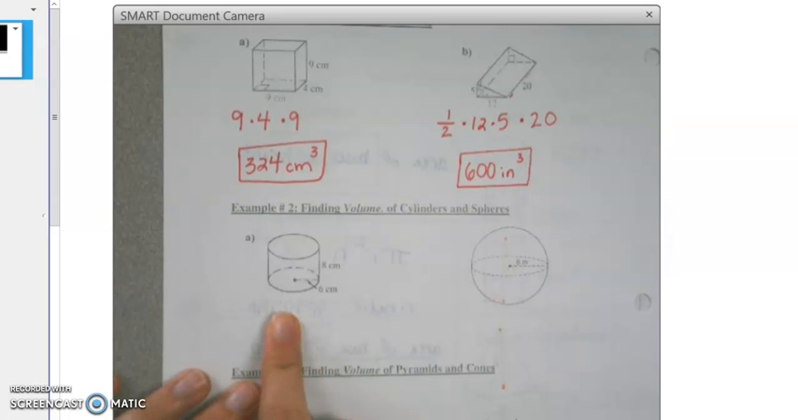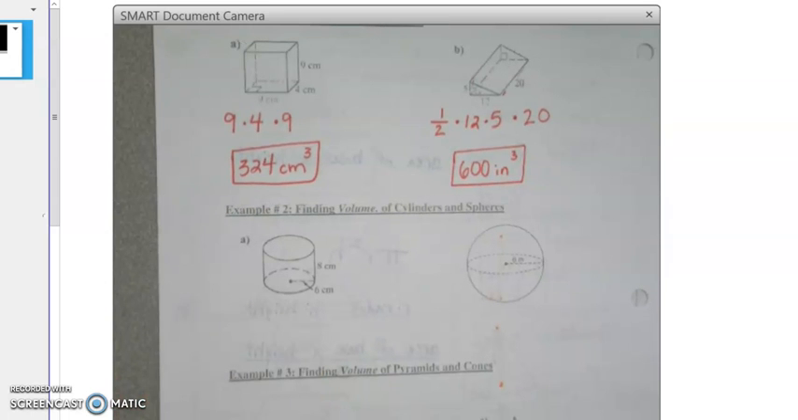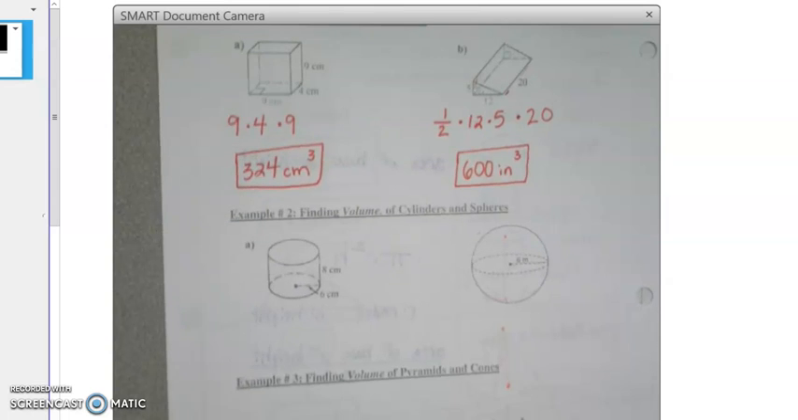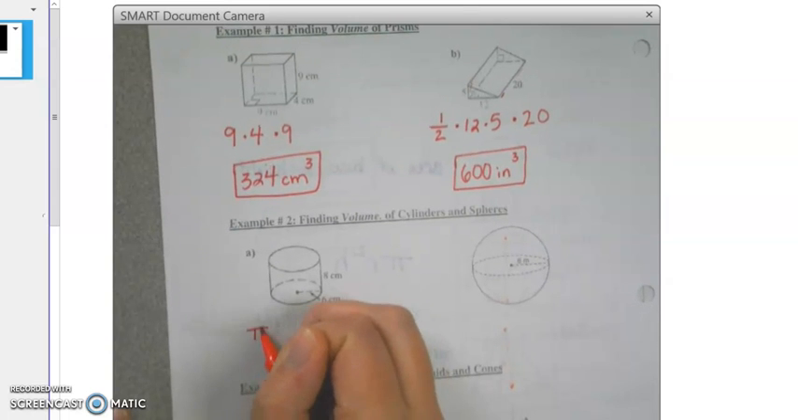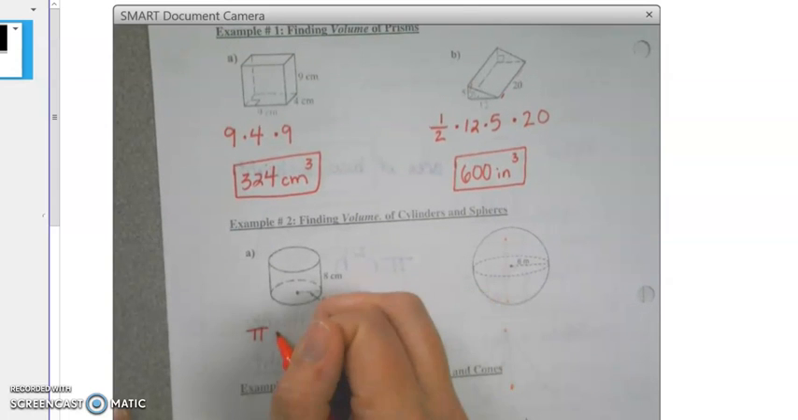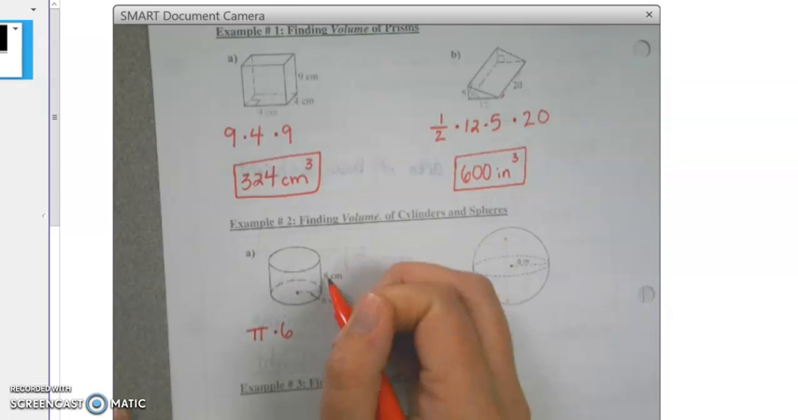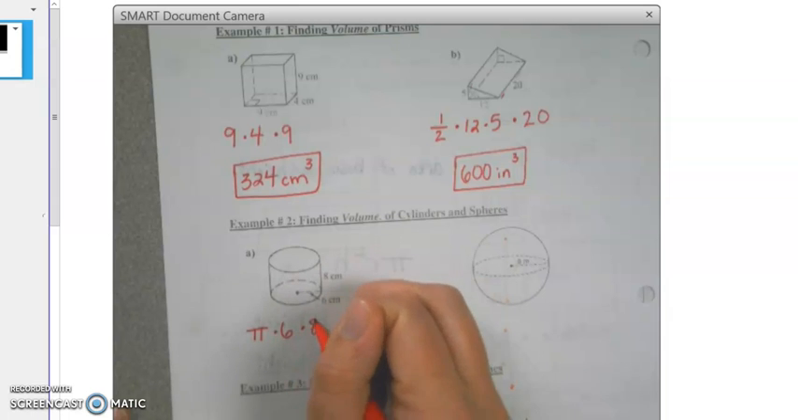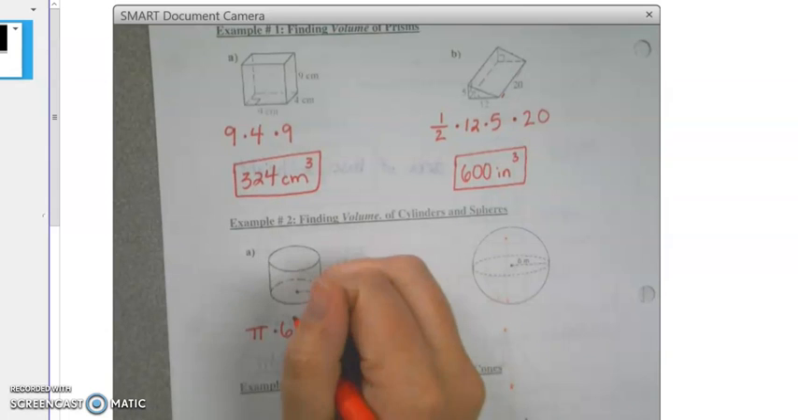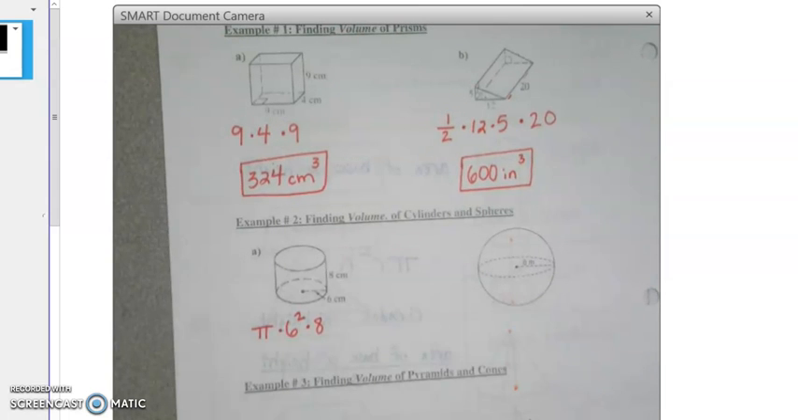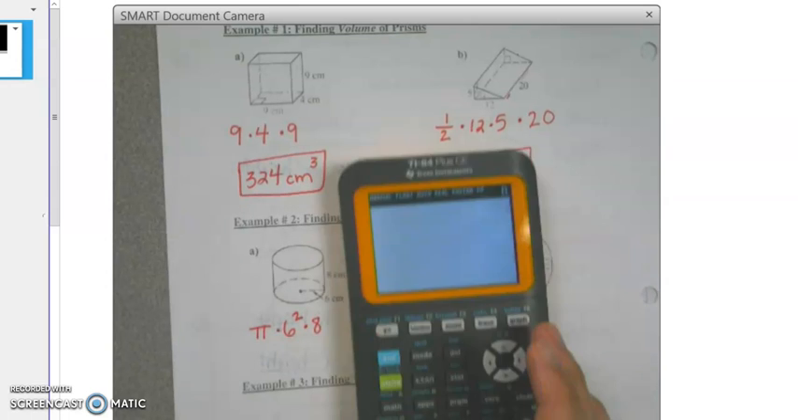Next we have a cylinder. The formula for a cylinder is pi r squared h. So we're going to do pi. My radius is 6. My height is 8. Pi r squared h. My bad. Don't forget to square it. Now on your calculator, make sure you use the pi button.